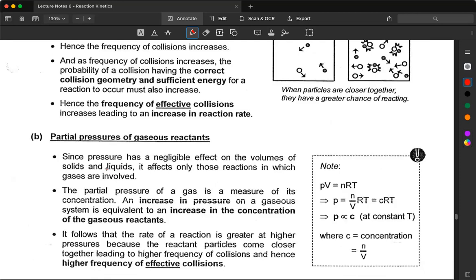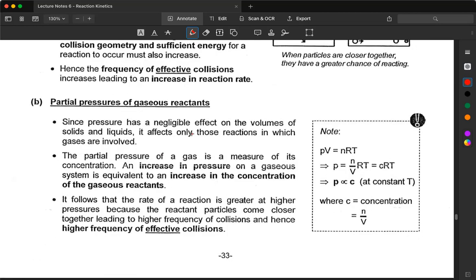So we only talk about gases. Okay, we only focus on gases, because it has negligible effect on the other two states. So partial pressure is a measure of concentration.